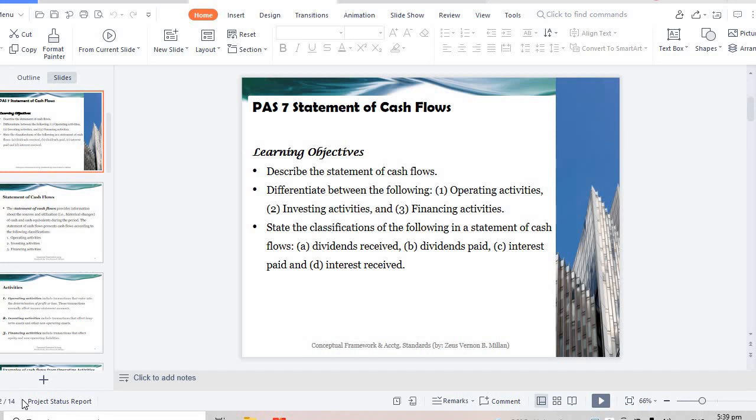Okay, good morning, class. So let's go to our topic for today. That is Part 7, the statement of cash flows. What are our learning objectives? First, describe the statement of cash flows. Differentiate between the operating activities, investing activities, and financing activities. And lastly, state the classifications of the following in a statement of cash flows: dividends received, dividends paid, interest paid, and interest received.